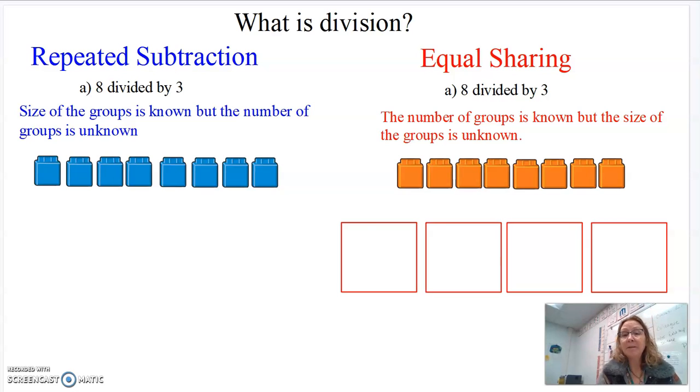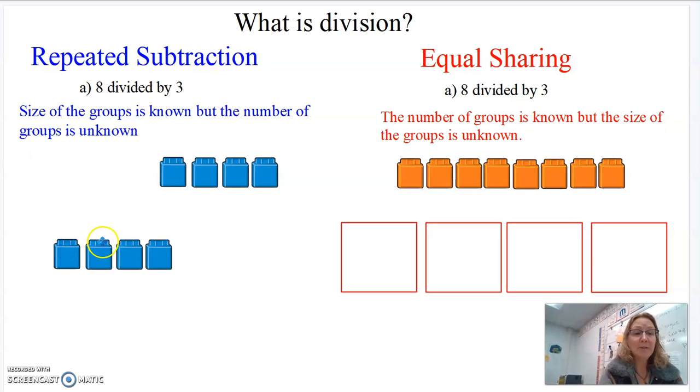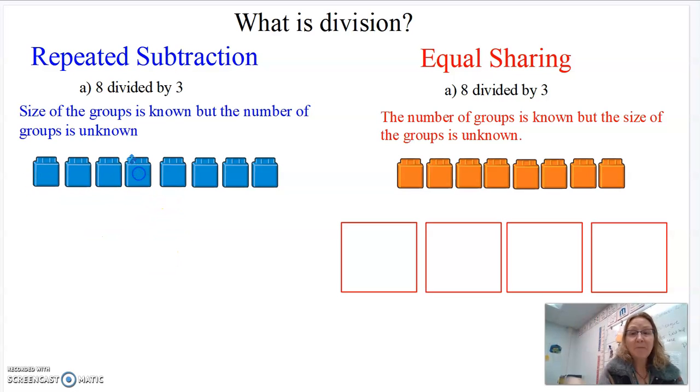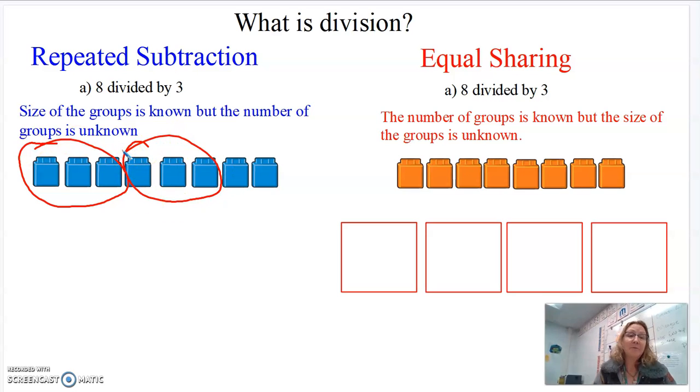So if I look at repeated subtraction, I'm making groups of 3, right? But I don't know how many groups I'm going to have. So I'm basically doing this where there's one group of 3, there's another group of 3, and now I have 2 left over, right? So if the size of the groups is 3, but the number of groups is unknown, I've got 2 groups, plus I have 2/3 of a group because I really am trying to group it by 3.